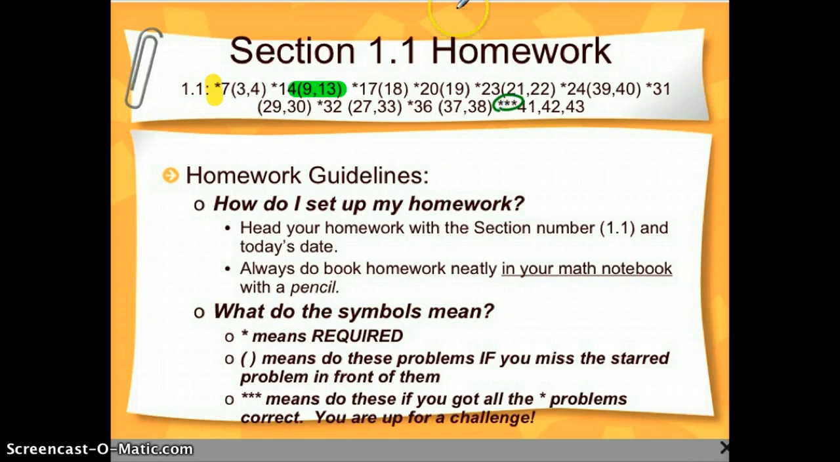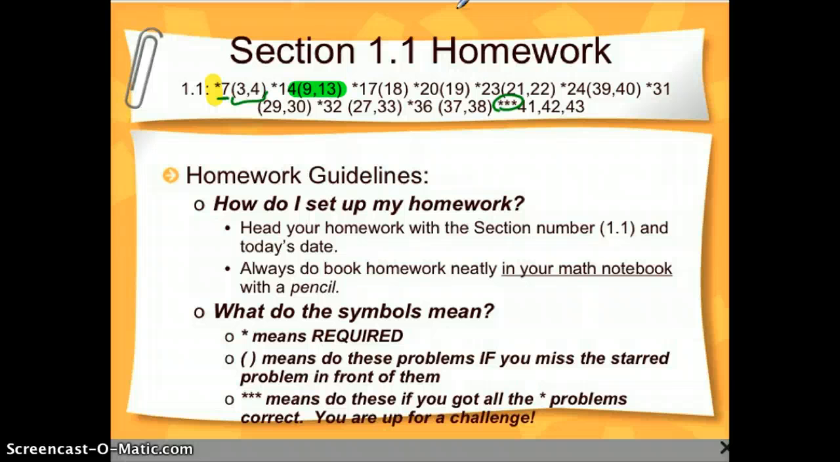The star means required. Absolutely everybody has to do that problem. If it has parentheses, that means you do that problem if you miss the star problem in front of them. So if you miss number 7, then I want you to do number 3 and 4. What usually happens is 3 and 4 are like number 7, and it gives you a chance to say, well, I didn't get it right the first time, but now that I checked my work and checked the solution, I want to see if I know what I'm doing now.